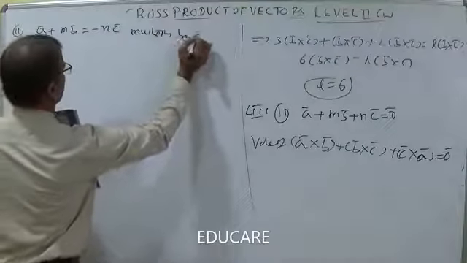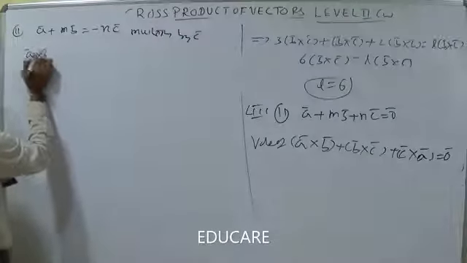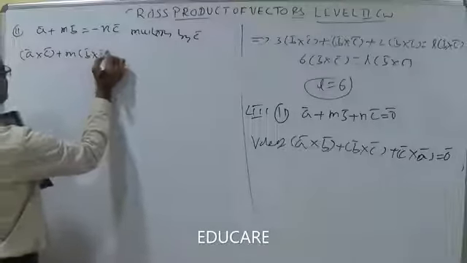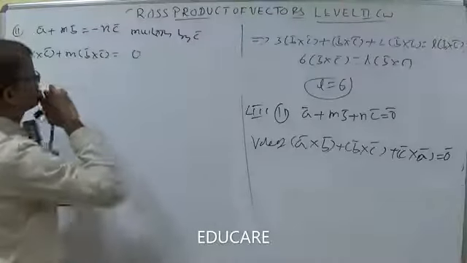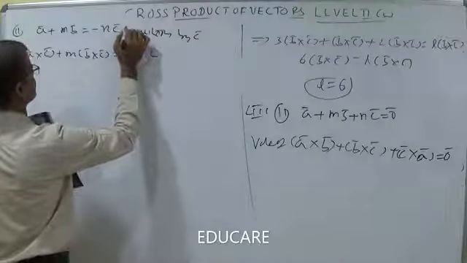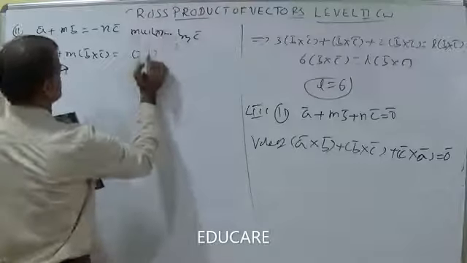Multiply by C bar. We can get A bar cross C bar plus M into B bar cross C bar equal to 0. Let it be first equation. A plus B is equal to NC.